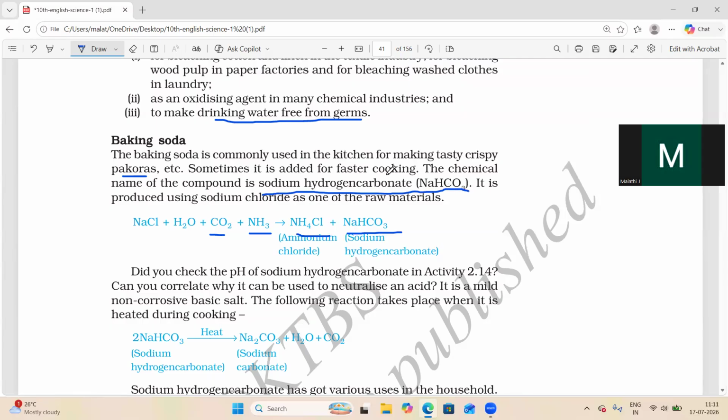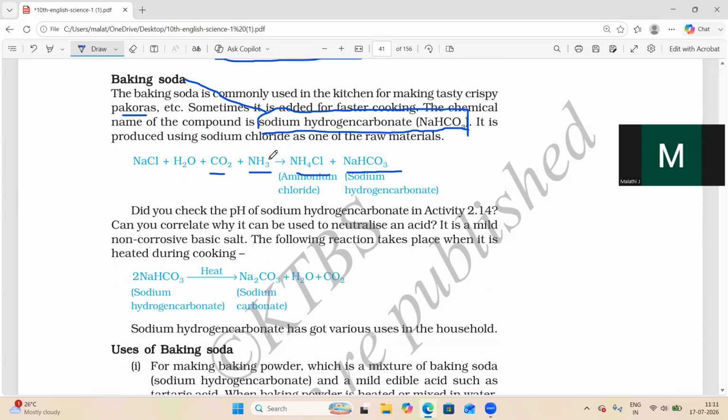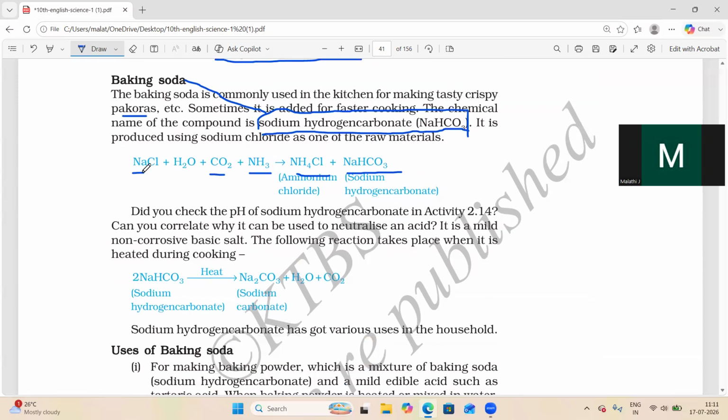So they will ask, either they will give the chemical name and ask for the common name, or they will give the common name and ask you to write the chemical name. Baking soda is sodium hydrogen carbonate. It is produced using sodium chloride. The raw material we use to prepare baking soda is also NaCl.